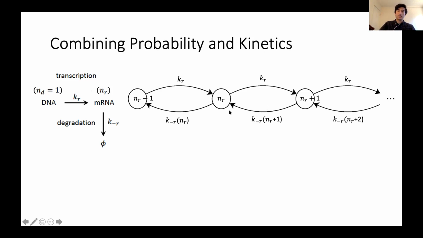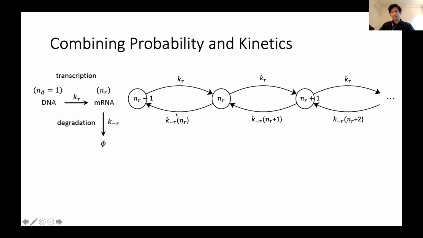Let me explain what this diagram means. Each of these circles represents a state. This circle NR represents a state in which your mRNA copy number is NR. And this is the state where the mRNA copy number is equal to NR minus 1. In theory, this could go from 0 all the way to infinity, but because we're making this a probability distribution, realistically, as you get to larger and larger numbers, the probabilities of those happening are going to be basically 0.